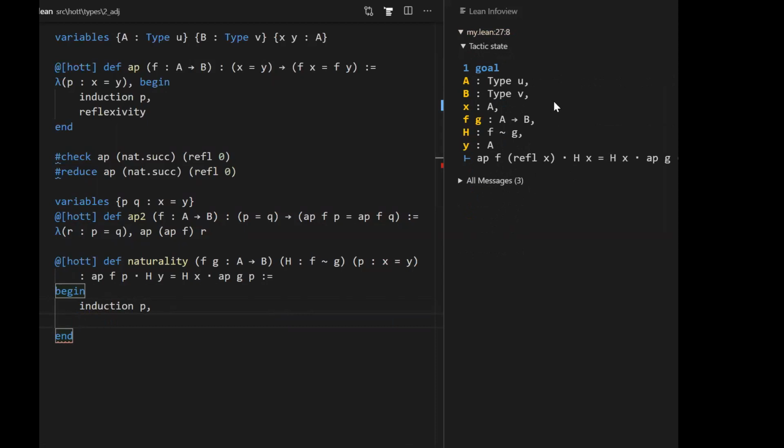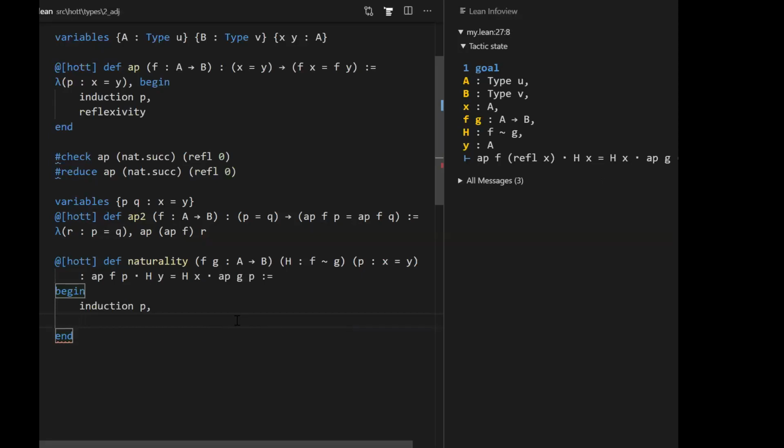Here, this goal looks somewhat complicated. Maybe it looks a little scary. It's like twice as long as the lines in the context. But really, it's not that bad because Lean helps us with these computation rules that I talked about earlier. We remember that passing refl through the AP function just gives us refl back. So really, this is saying refl concatenated with h of x equals h of x concatenated with refl. And we know that refl concatenated with anything is just the same thing.